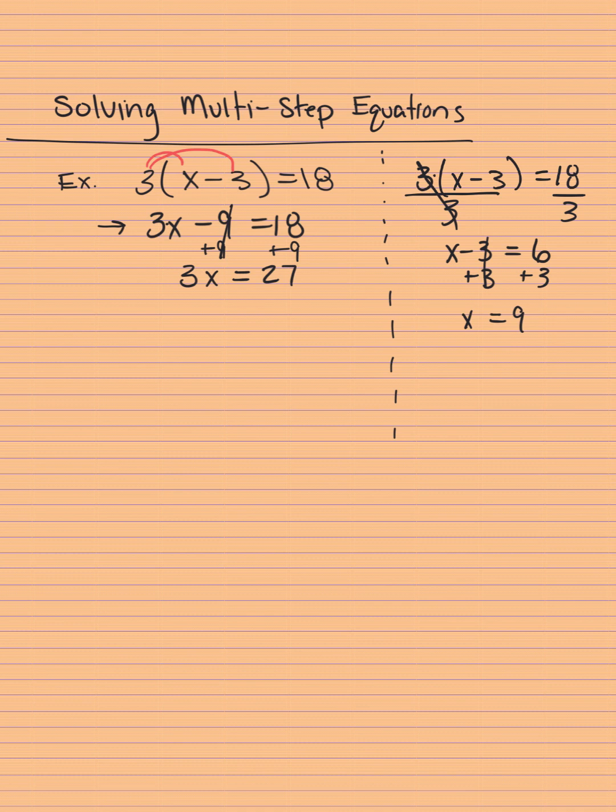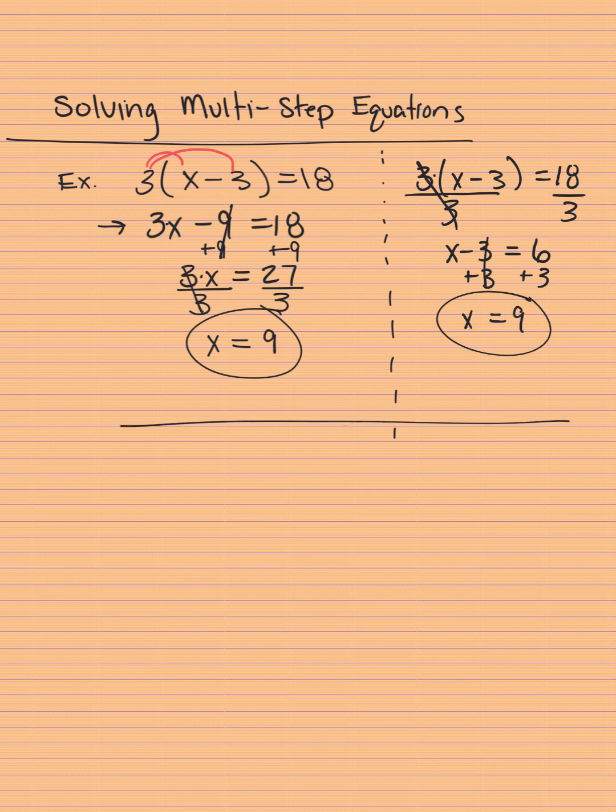Now I can get rid of this. This is 3 times x, and to undo multiplying, we divide by 3 on both sides. So x equals 9. So either way, we get the same answer. Two different ways to solve it. So it depends on which way you understand better. It makes more sense to you. Choose that way.